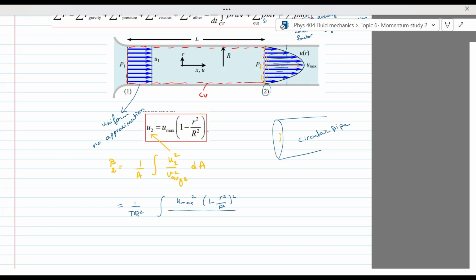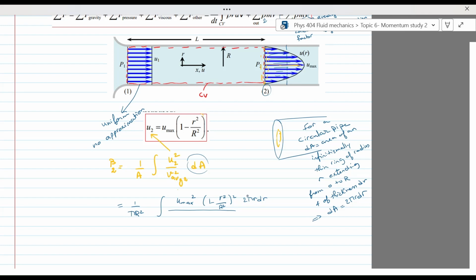then my infinitesimal area can be just a ring. This is an infinitesimally thin ring of radius r extending from 0 to capital R and of thickness dr, which gives us the area of this infinitesimal ring to be 2 pi r dr. So I can just substitute this right here. Instead of dA, I will have 2 pi r dr, which is the area of the infinitesimal ring, which I will use to integrate over the whole cross-sectional area of the pipe.